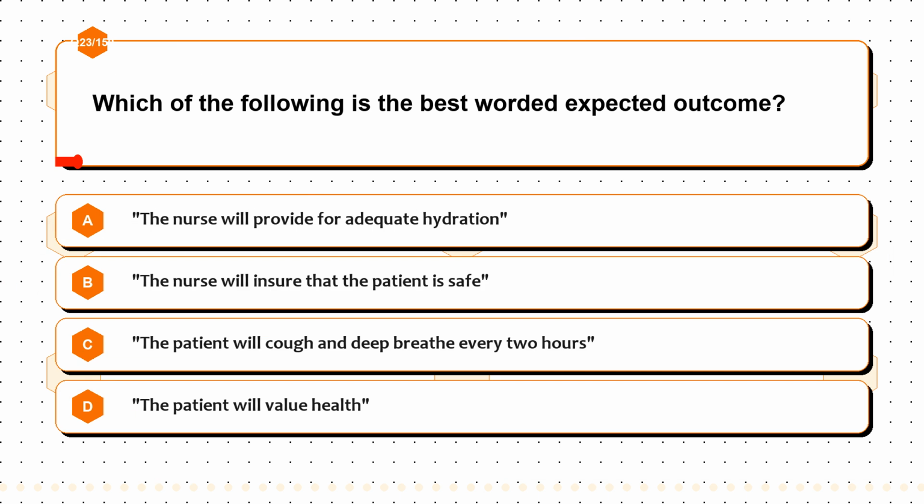Question 23. Which of the following is the best worded expected outcome? Here are the options. Option A, the nurse will provide for adequate hydration. Option B, the nurse will ensure that the patient is safe. Option C, the patient will cough and deep breathe every 2 hours. Option D, the patient will value health.